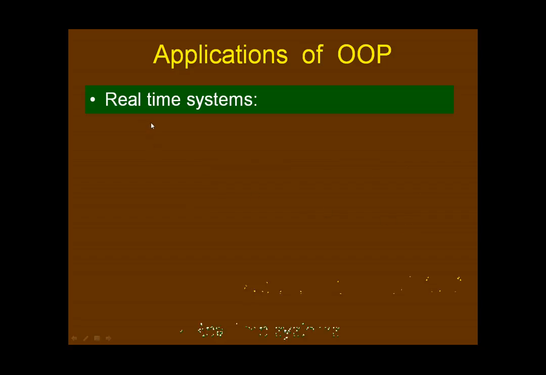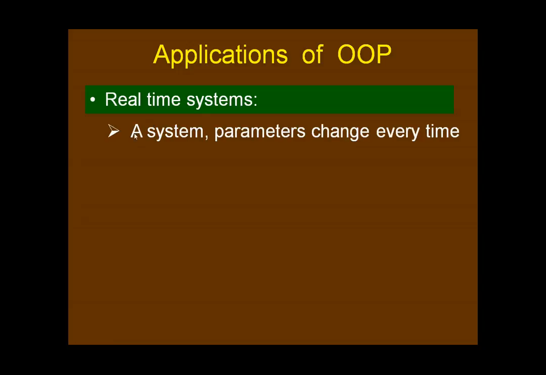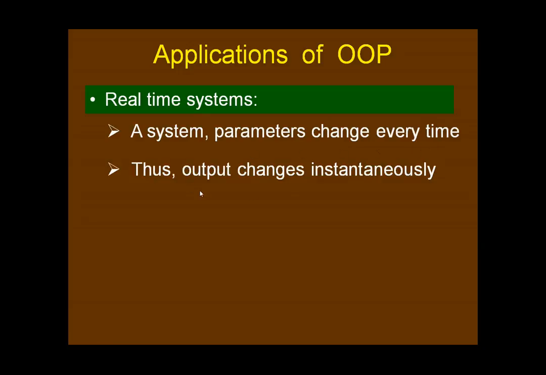First one, it is real-time systems. What is a real-time system? It is a system where parameters change every time continuously. Thus, output changes instantaneously and it results in a dynamic system. So, real-time system is a dynamic system.